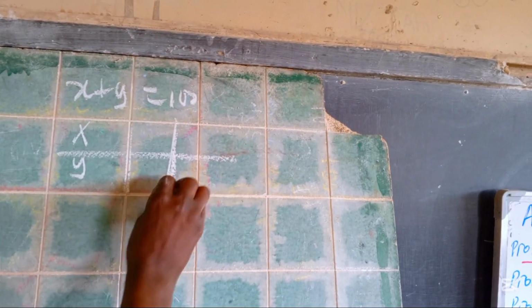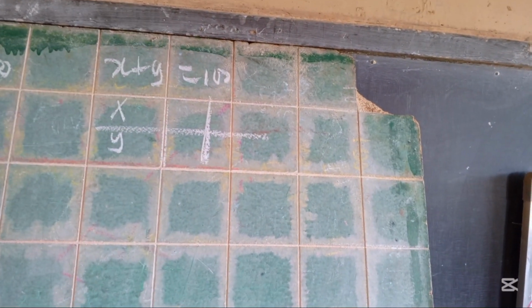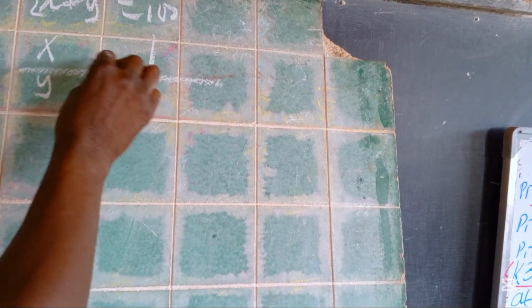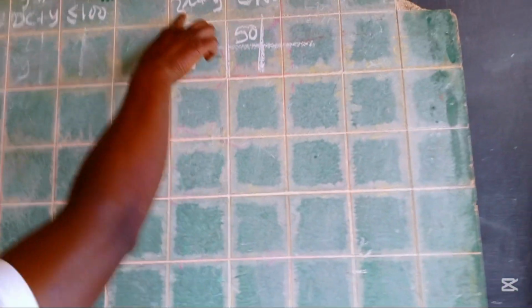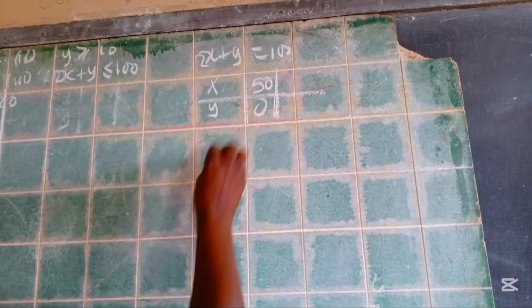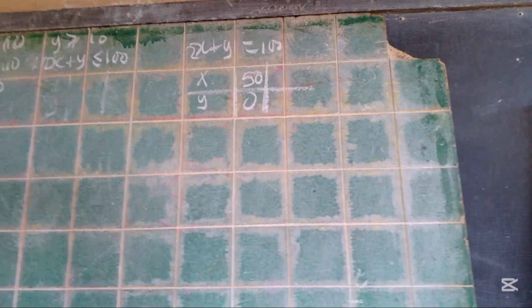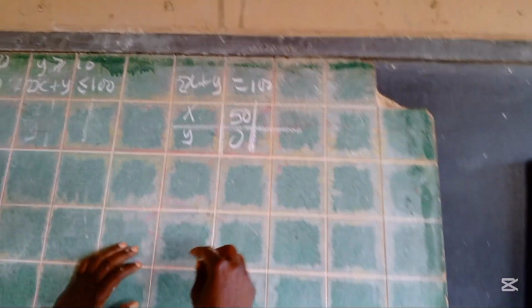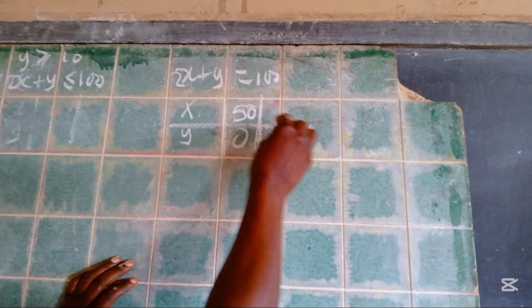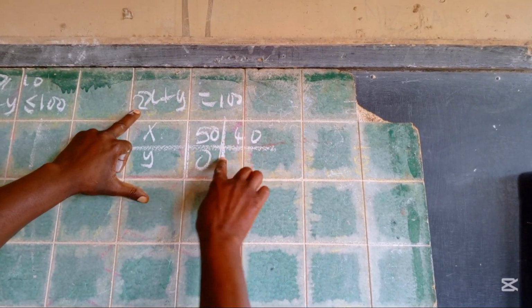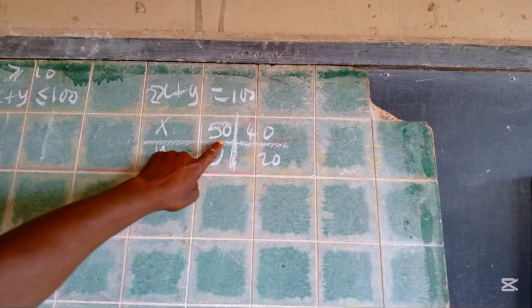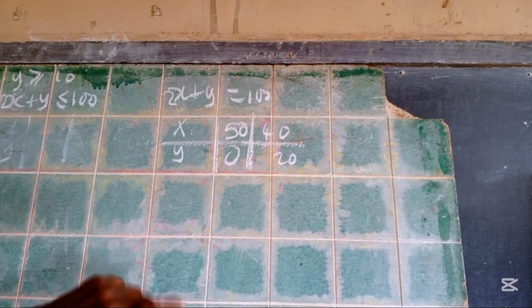Imagine, I don't want bigger numbers. Here it is a 2, allow me, this is 2x. Since it is 2 here, I say X is 50. So 50 times 2 is 100. Y automatically becomes 0. Now what about if X is 40? If this is 40, this will be 80. What will remain here is 20. So you can see 50, 0 and 40, 20.